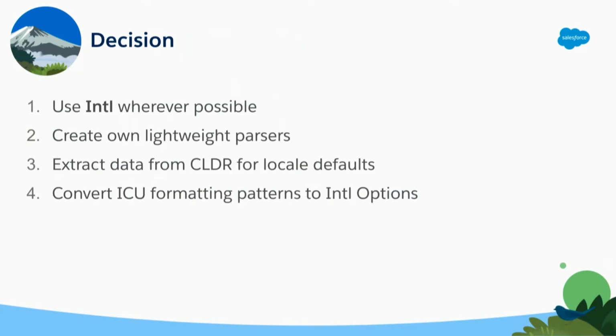So what we decided to do is to use Int'l wherever possible. We wanted to create our own lightweight parsers. We wanted to extract the data from CLDR and establish locale defaults. And we wanted to have the option to convert ICU formatting patterns to a JavaScript Int'l options object.